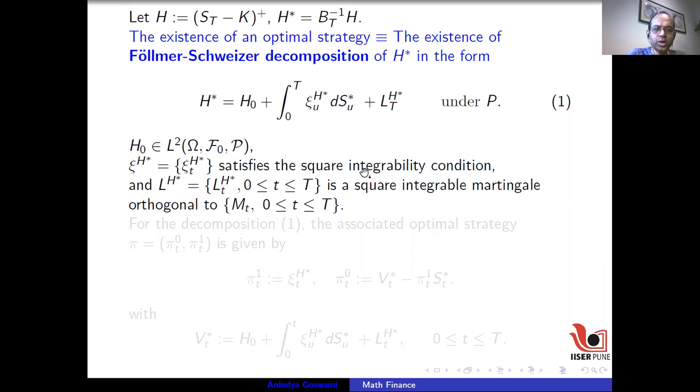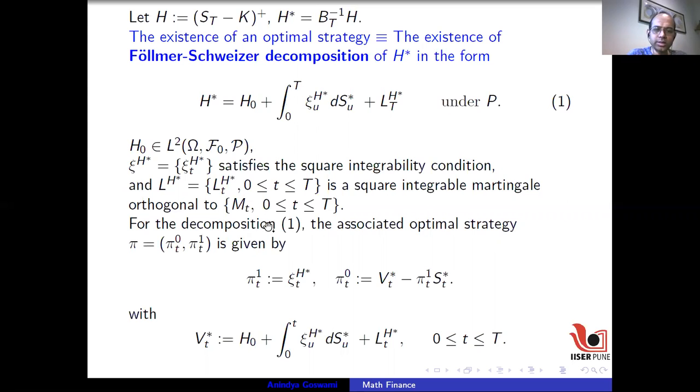Then xi satisfies the square integrability condition. So here this is the condition. What is the meaning of the decomposition? That this should be square integrable, in L2, so that L2 theory can work. You should be in the setting of L2 theory, and then xi also is square integrable with respect to S, so that this integration is in the L2 setting. Then this is a square integrable martingale orthogonal to M, etc. For the decomposition, the associated optimal strategy pi can be obtained using this.